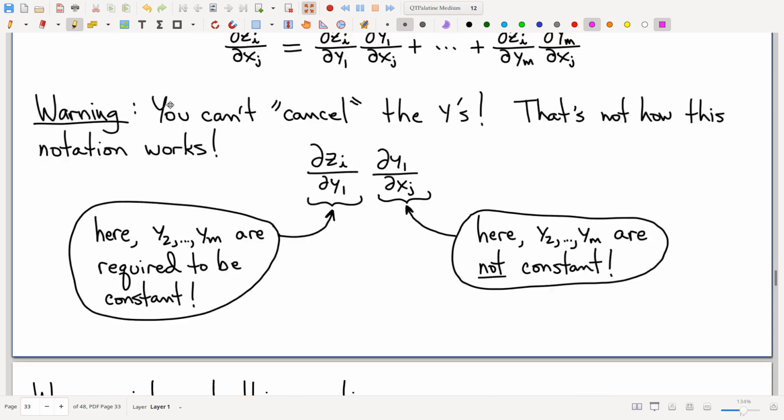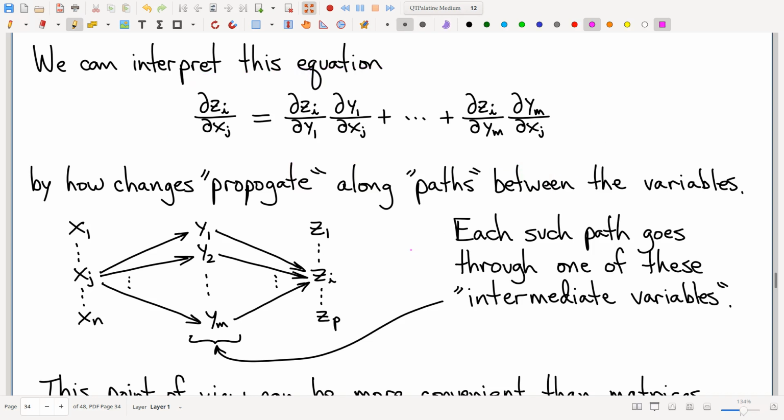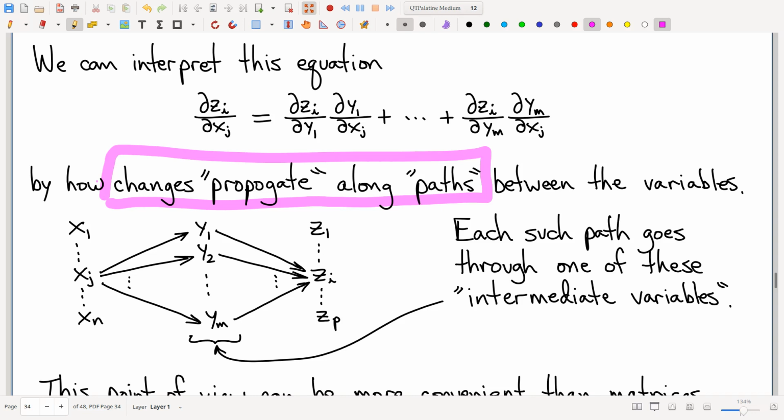Right? So much better to have a more efficient way to generate this equation as you need it as you go along. So let me show you what I think is a lovely point of view on where this comes from. And this is the idea of looking at how changes propagate along paths. I think this is a really nice point of view.